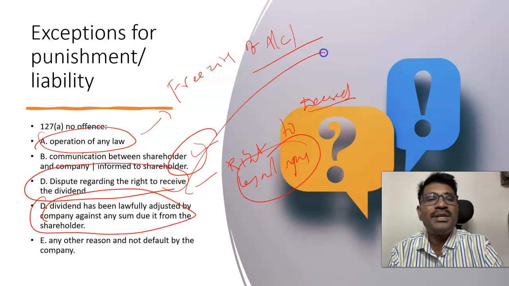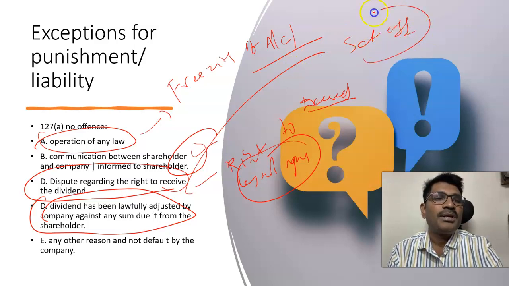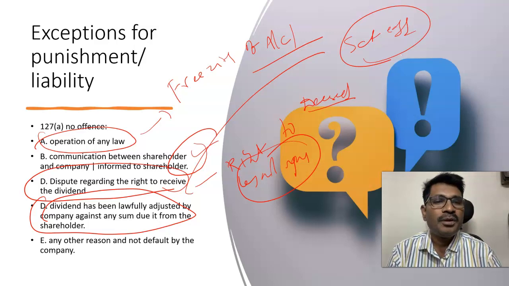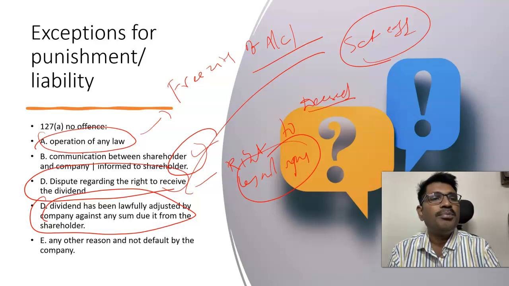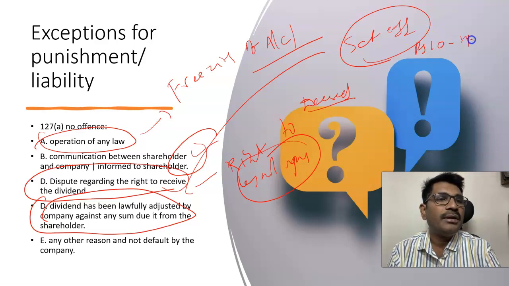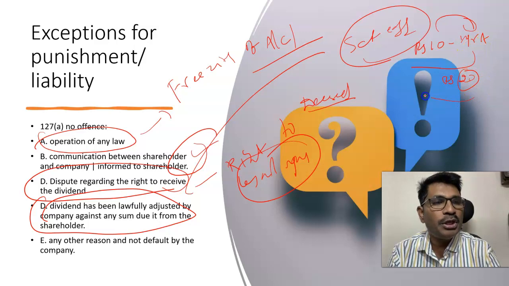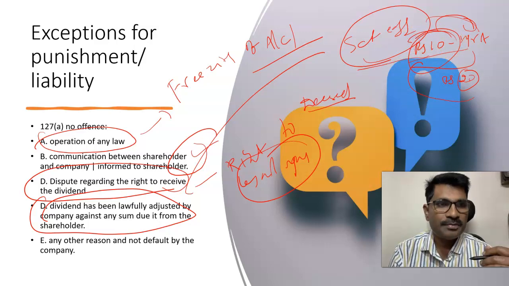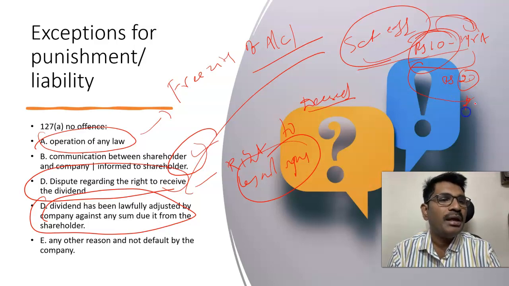And point number D is very important. This we call the principle of set off. Because if the company declares a dividend to the shareholder, say for example, the company declared rupees 10 to Mr. A, right? Mr. A has to pay the company, say for example, 20 rupees. Mr. A is supposed to pay 20 rupees to the company, whereas the company has to pay rupees 10 as a dividend. In that case, the company can set off the 10. So therefore, it doesn't require paying 10 rupees. At the end of the day, Mr. A is supposed to pay another 10 rupees. 20 minus 10 becomes 10.